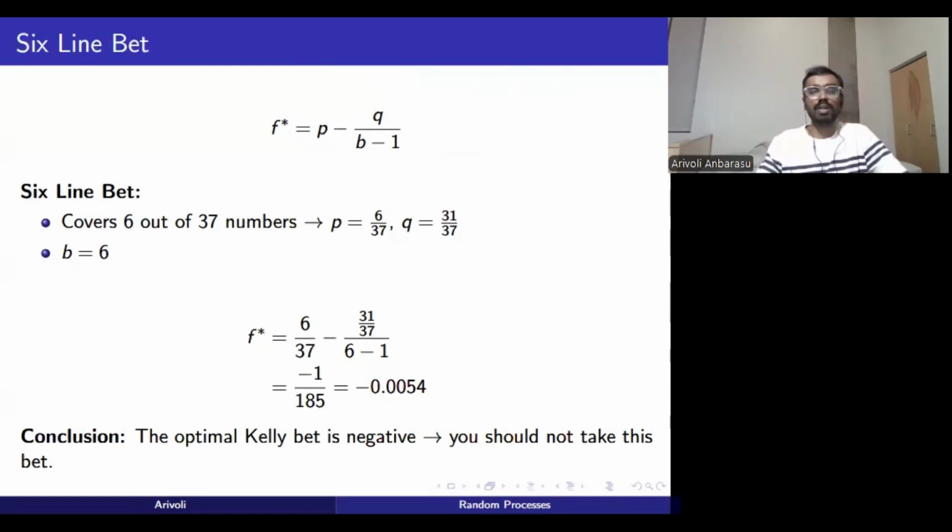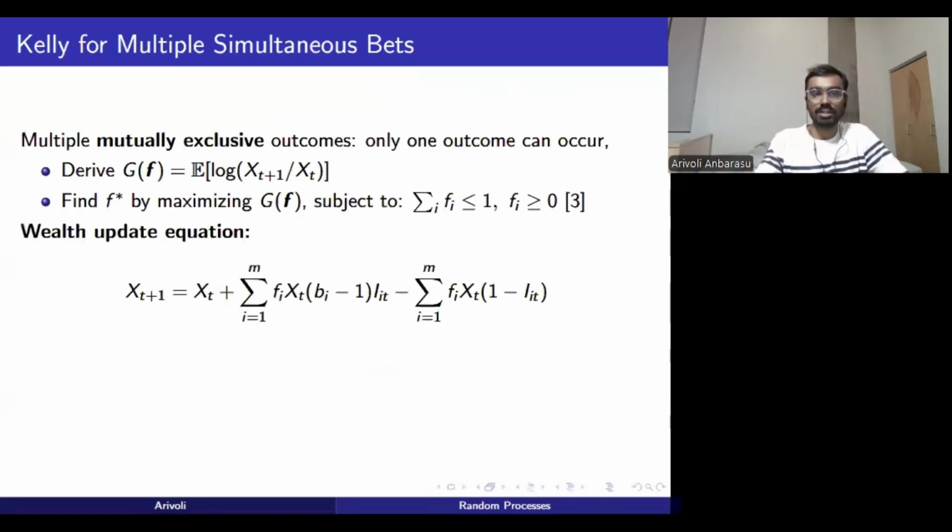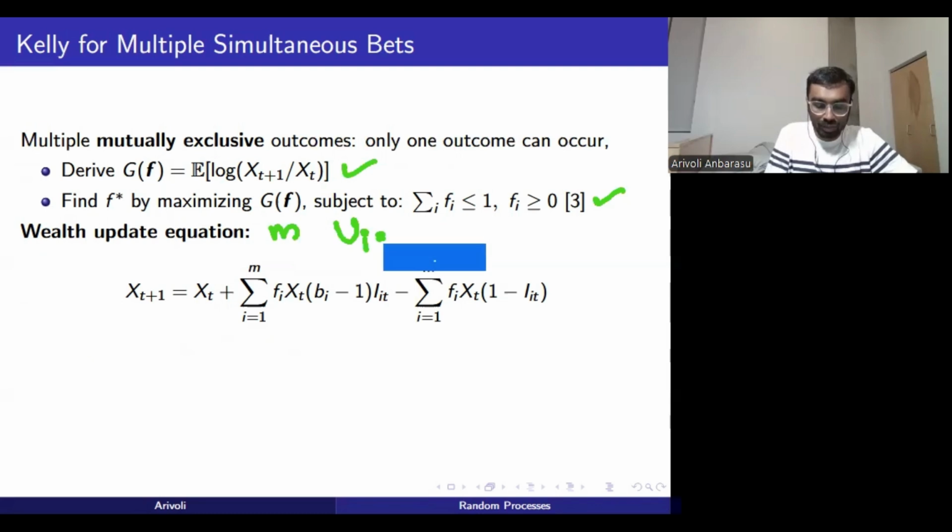So the single bets are not favorable for us. Then what about betting on multiple groups of numbers? Let's look into the specific case of betting on mutually exclusive events. Mutually exclusive events ensure that only one outcome can occur and there is no overlap between any two outcomes. So we'll be following the procedure that we followed for the single bet. The first step is to find the expected growth rate function, and then we have to maximize it. We can construct a wealth update equation for m mutually exclusive events where we place bet ui equal to fraction fi times the total wealth xt.